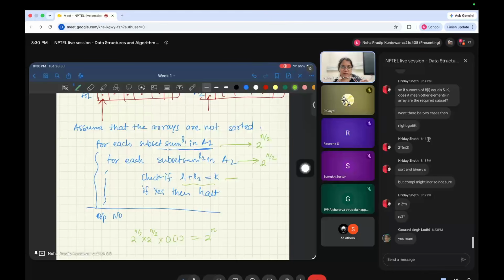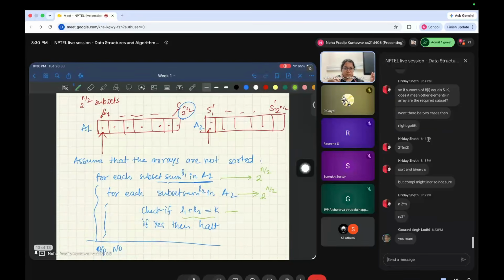If there are any questions at this point, please let me know. Otherwise, does everyone agree that this is the amount of time you will end up spending if you do a brute force algorithm for checking the sum?